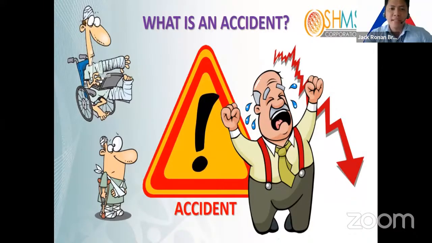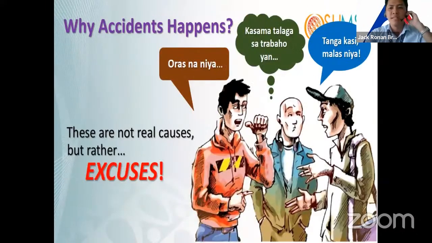Okay. Now that we have identified what is an accident, the next question we're going to ask is, why do accidents happen? Is it because the heavens will it so? Oras niya na? Tadhana niya ng maaksidente? Is it because it is innate in his work that accidents do happen? Kasama na talaga yan sa trabaho. Or is it because of ignorance? Tanga lang kasi siya. But here in DOLE or in OSH, there are no real causes, but rather excuses. Okay? So it means that accidents can be prevented.